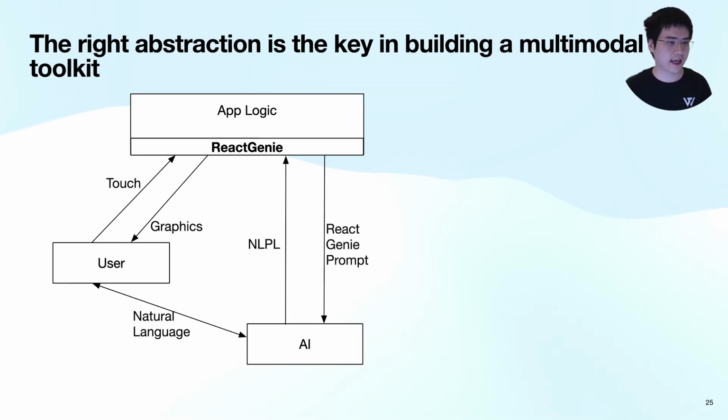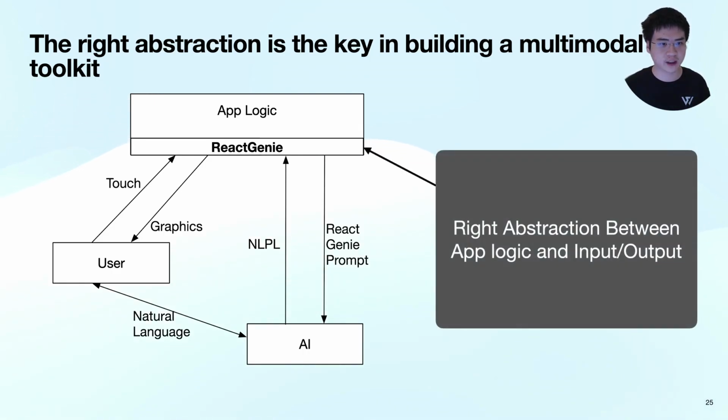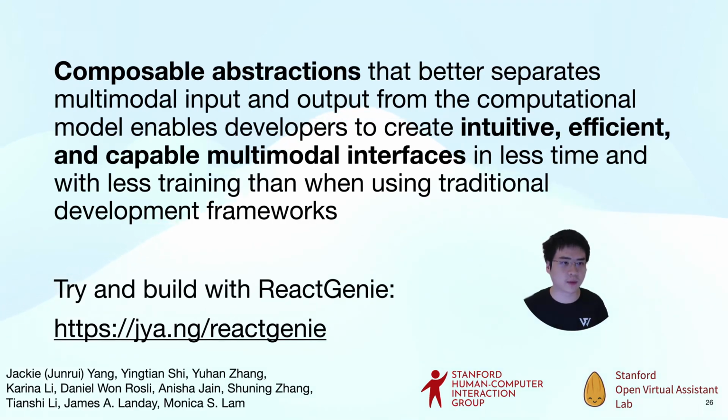So the takeaway from this talk is that the right abstraction is the key in building a multimodal toolkit. In our case, ReactGenie provides this right abstraction between app logic and input and output. Composable abstractions that better separate multimodal input and output from the computational model enable developers to create intuitive, efficient, and capable multimodal interfaces in less time with less training than using traditional development frameworks.